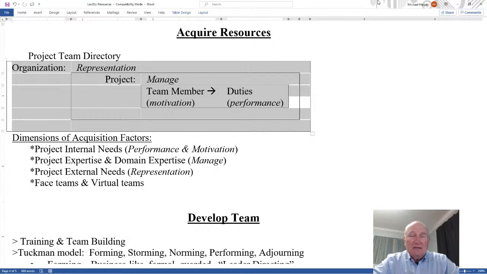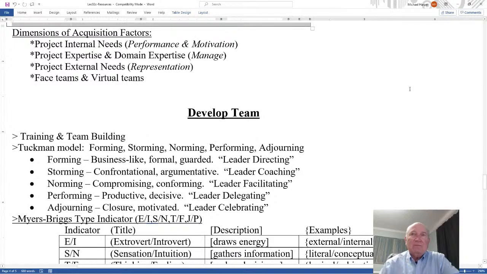And as we see, human resources are the most important resource you have on a project. Because good people, I'll say this a lot of times, good people can make a bad project successful, and bad people or poor people can take a good project, a perfect plan, and create failure. Okay, let's go on. Develop the team.